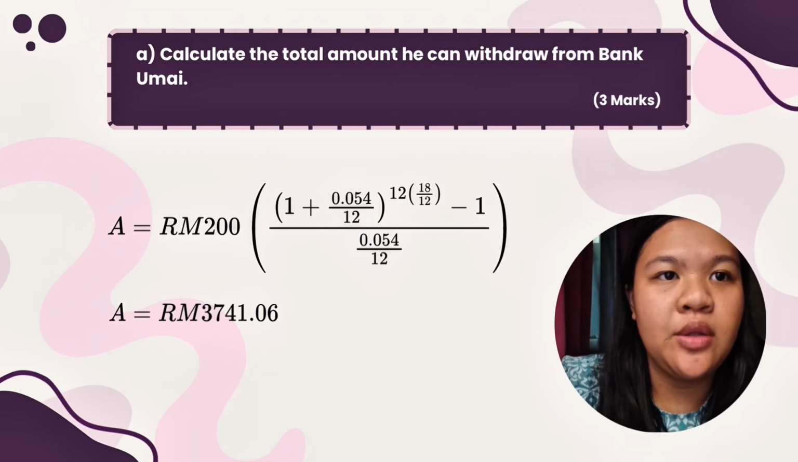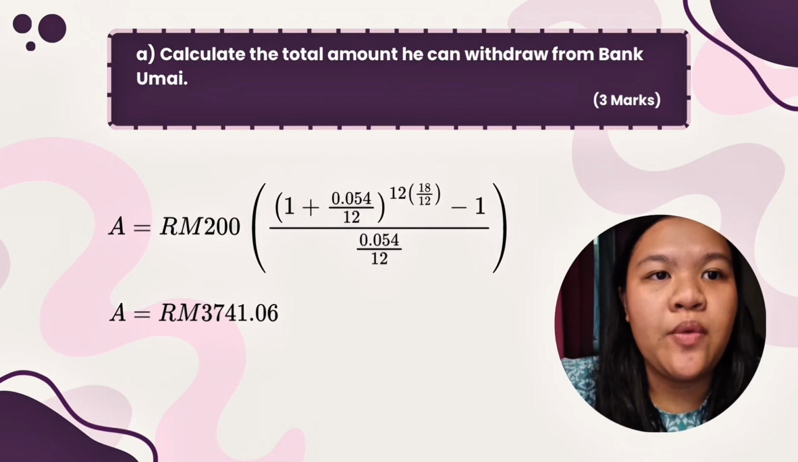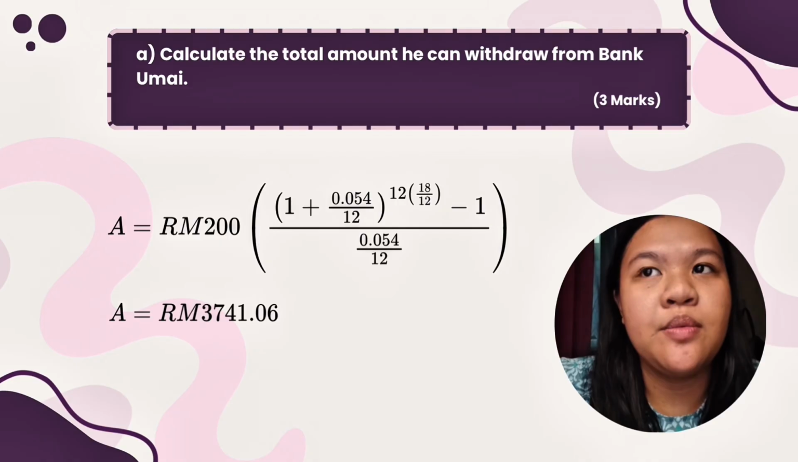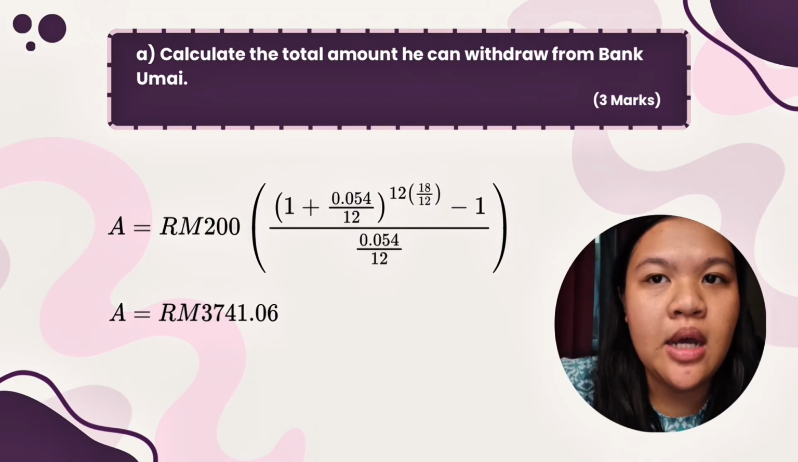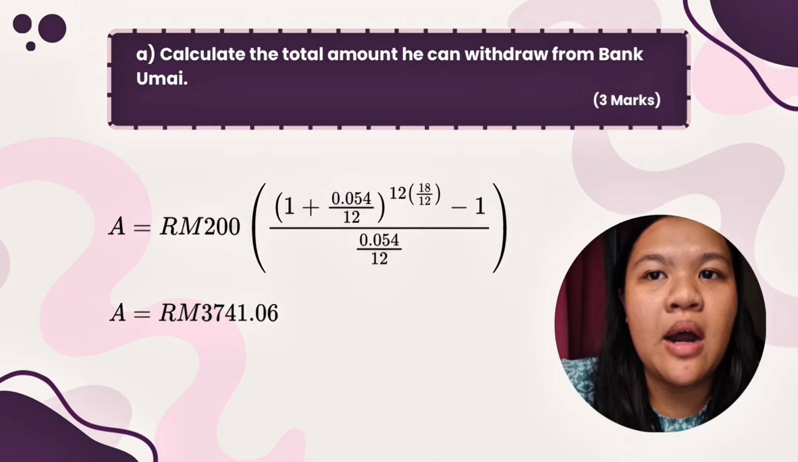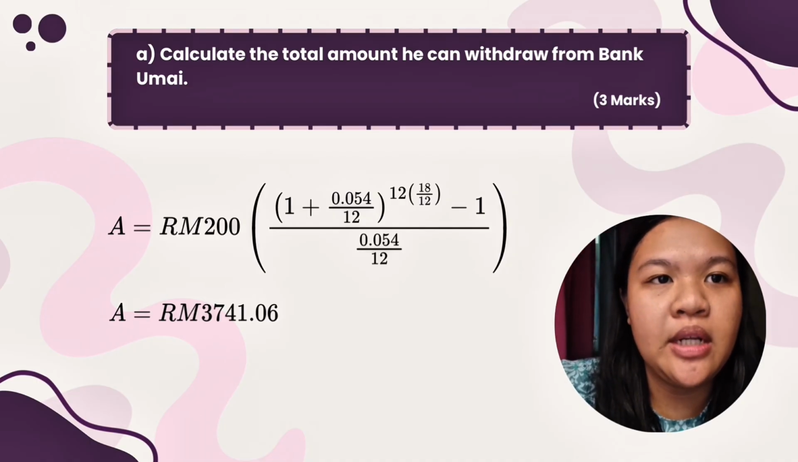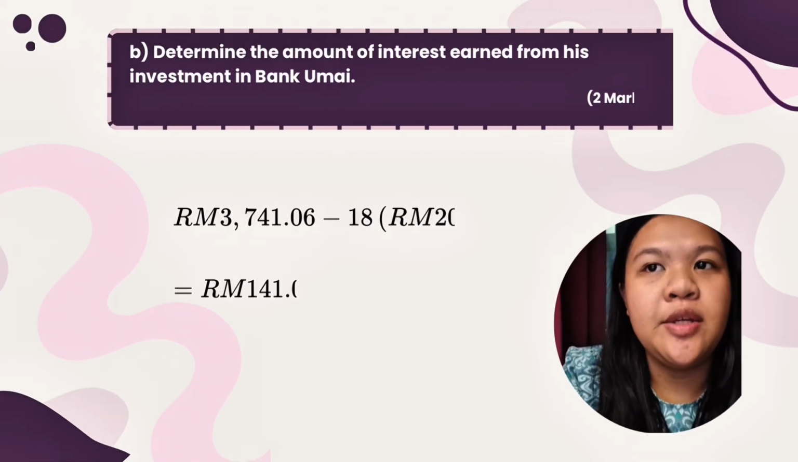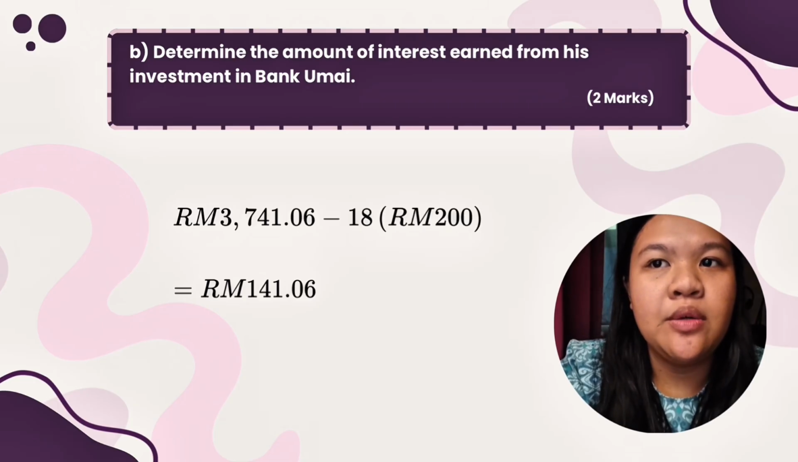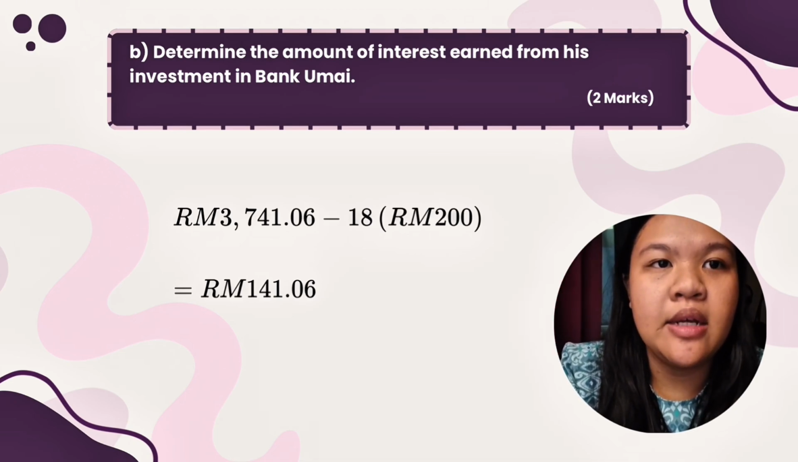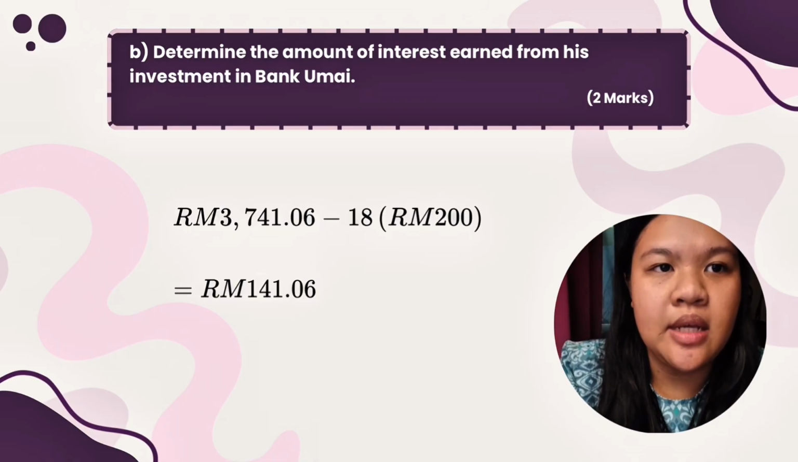So for this question, we need to analyze the question first, and then from the question that we just read, we put the data that we got into the formula, which is the future value formula, and then we get the answer, which is RM3,741.06. Question 2b. Determine the amount of interest earned from his investment in Bank U May. For this question, we use the interest earned formula. And then from the previous answer, we put it in our formula, together with the data from the question I read before, and then the answer is RM141.06.